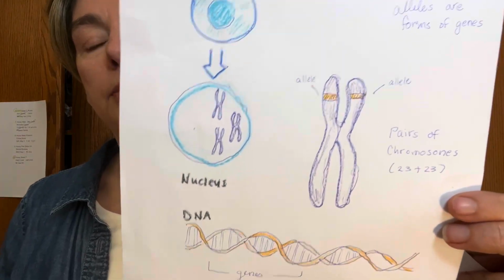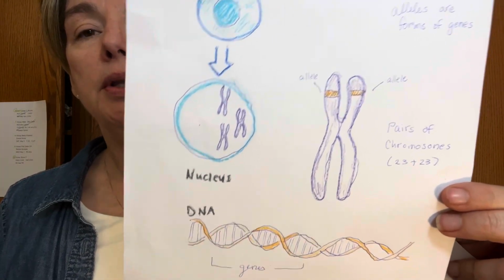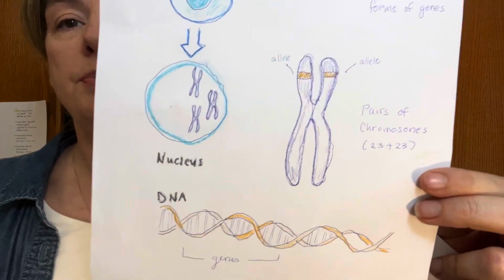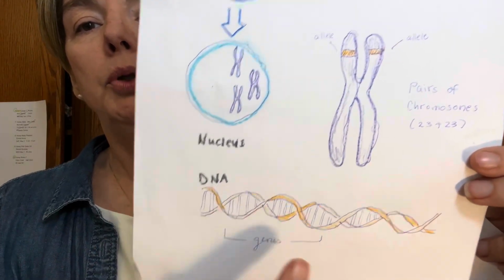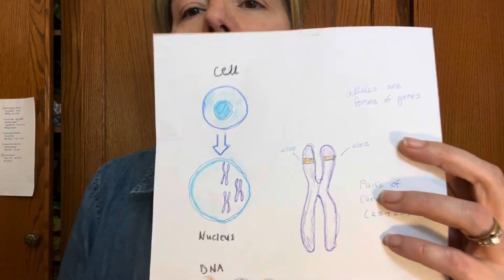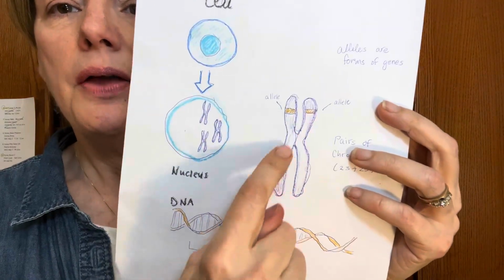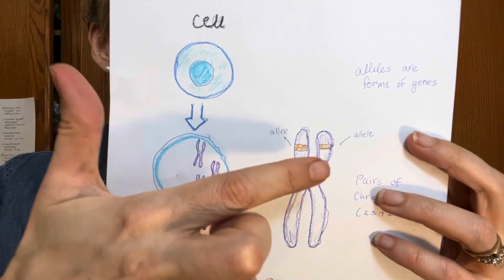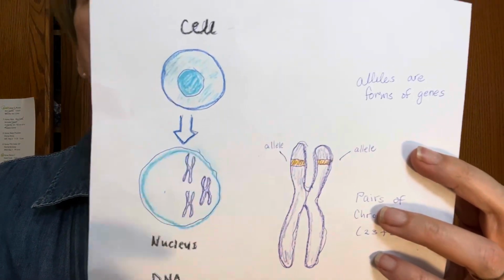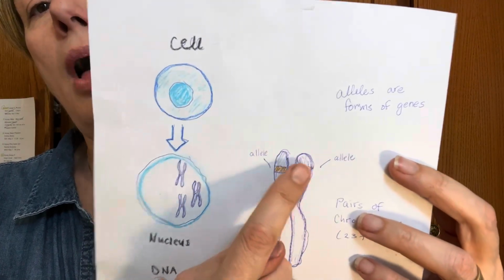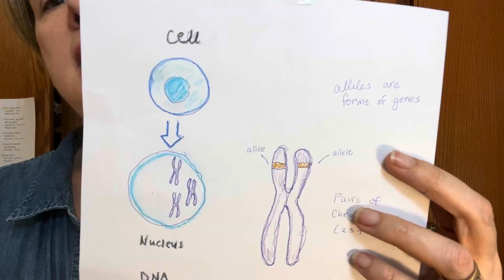So for a dog, it'd be the eyes, the coat, the kind of coat, the color, the size of the dog. Every particular aspect of the dog is going to be blueprinted in the DNA. Each gene is found on a specific place on the chromosome. This graphic here represents the chromosome, and this is the place where we're going to say the color gene is located. So we get one color gene from the mom and one color gene from the dad.